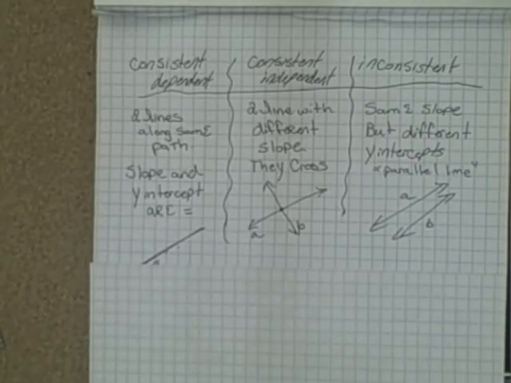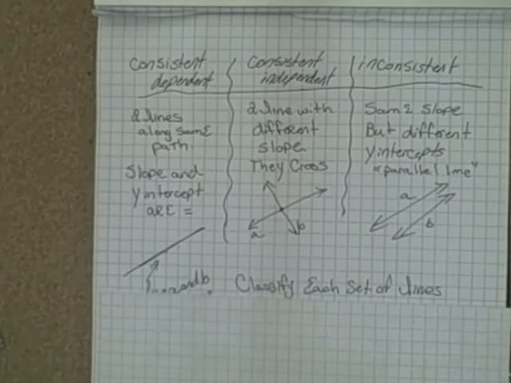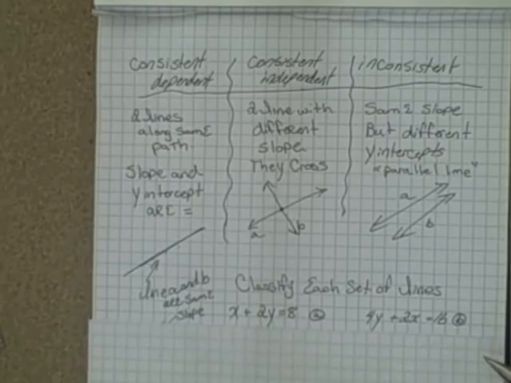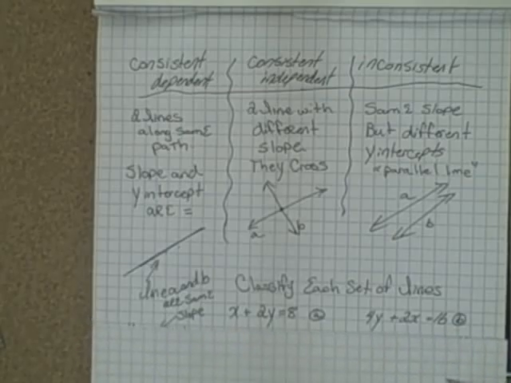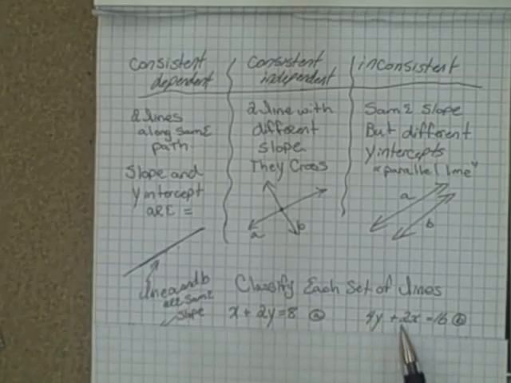So what I'm going to do is show you an example that I worked out previously of how to classify each set of lines. I've got one example here on the bottom. I have line number 1, or A, x plus 2y equals 8. And the other one is 4y plus 2x equals 16.